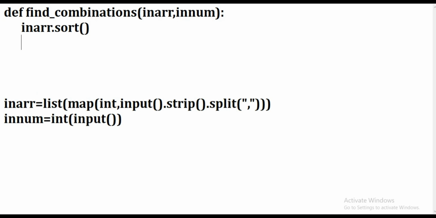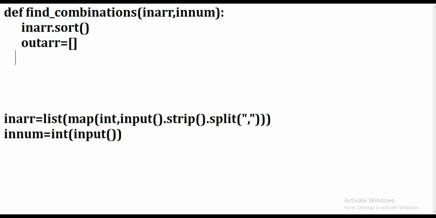First, we have to declare an array to store the final result. Now we have to use the backtracking function in this array. My backtracking function name is backtrack with the parameters start, path, comma, product.